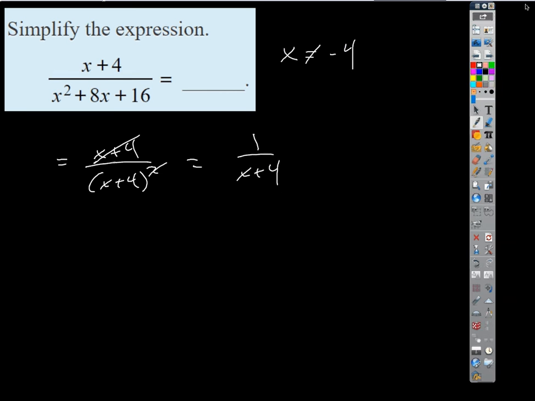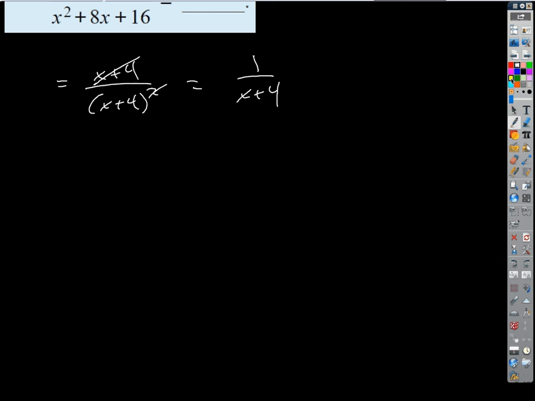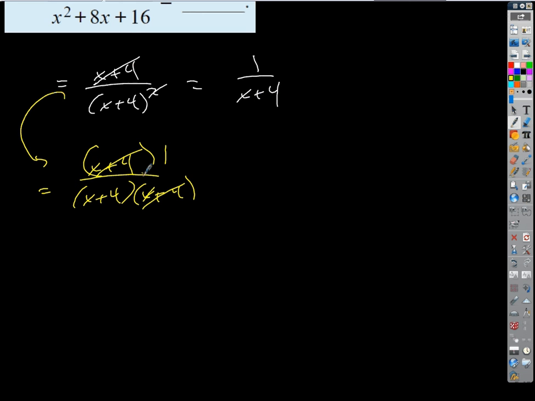It might be easier to see it first if we wrote the bottom out. This is the same thing as saying x plus 4 over x plus 4 times x plus 4, and we just cancel those. If I cancel a factor from the top and it's the only factor, then what am I left with instead? Just 1. So either way, I just get 1 over x plus 4. Okay, let's try another one.